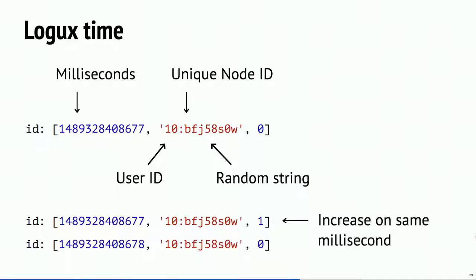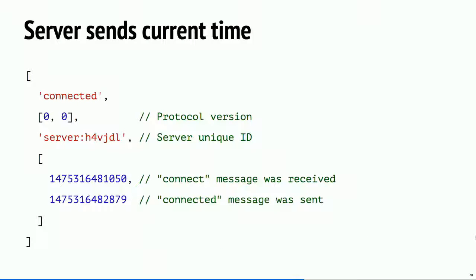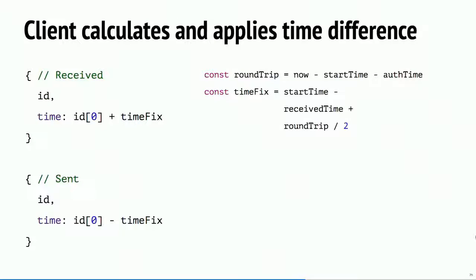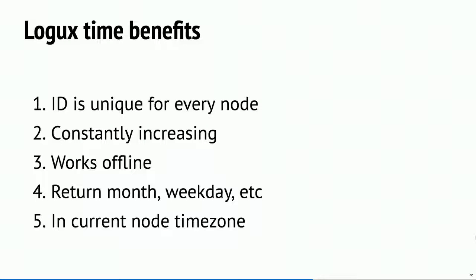So in Logux we have very complex time. First we use the timestamp, then we use a unique node ID, and a special counter that increases if you have two times with the same timestamp. And to fix the problem with the time difference between server and client, the server on connection sends the current time, and the client calculates the time difference and applies this difference to any action. So you always have your log in your current machine time. So Logux time is nice, use it.